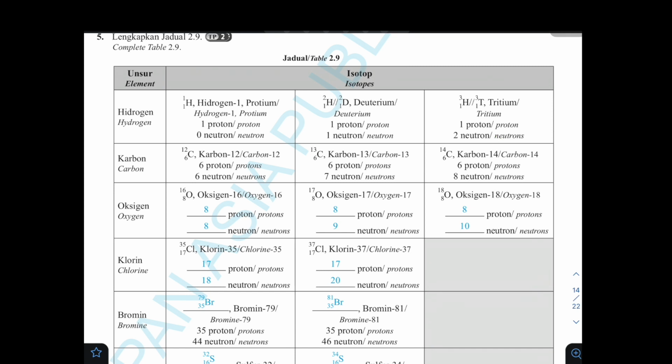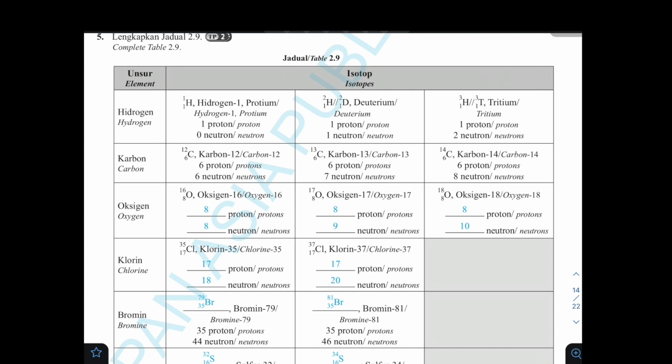Jadi kamu nampak tak hydrogen ini? Semua atom dia sama. Okay, tetapi atom yang sama, yang mempunyai proton number yang sama, nampak tak proton number ni semua sama satu. Tetapi mempunyai number of neutron yang berbeza. Nampak tak? Number of neutron dia berbeza. Jadi ini adalah isotopes.